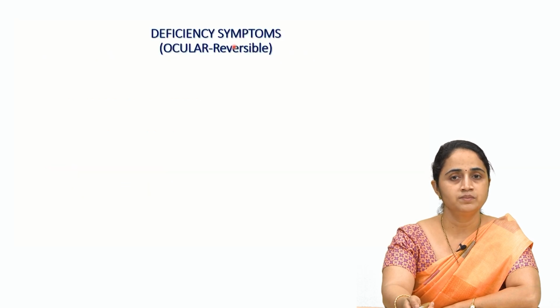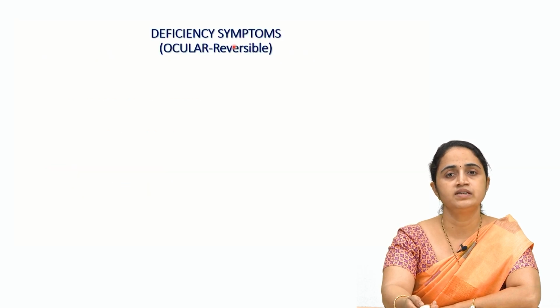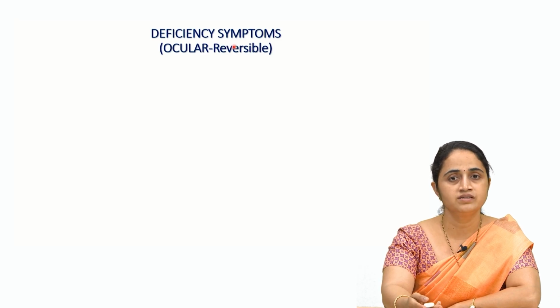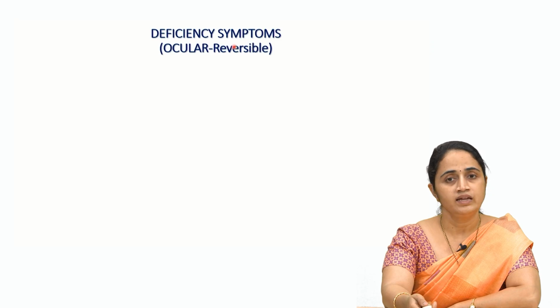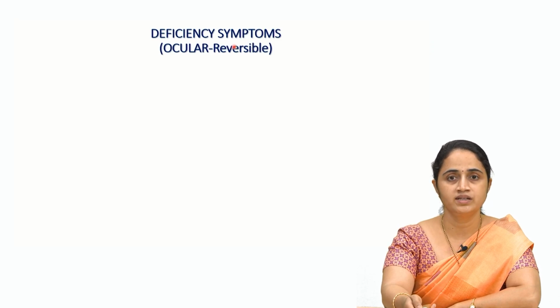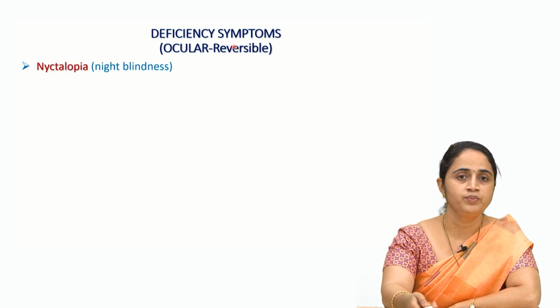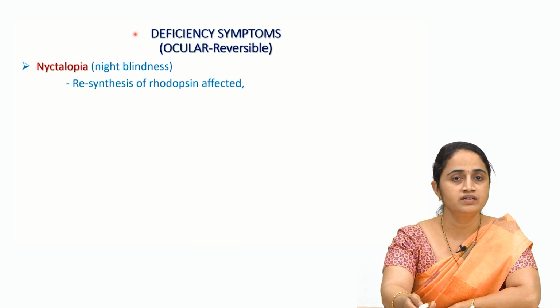Moving on to the symptoms, as I mentioned, the deficiencies are closely related to their functions. So, we classify the deficiency symptoms into ocular and non-ocular. Even in the ocular symptoms, there are reversible and irreversible changes. Ocular deficiency symptoms begin with nyctalopia. Nyctalopia is nothing but night blindness.